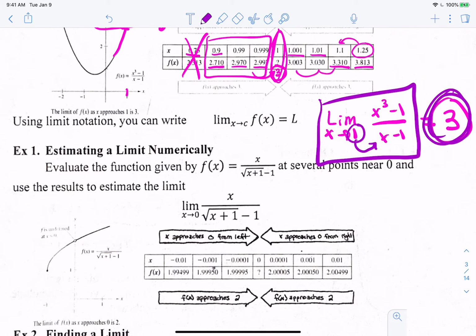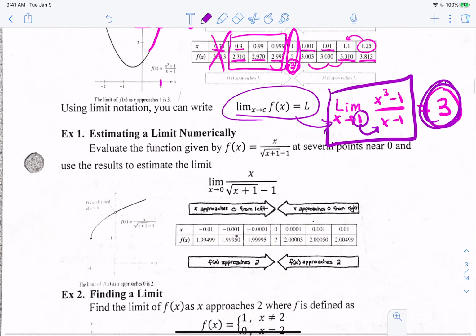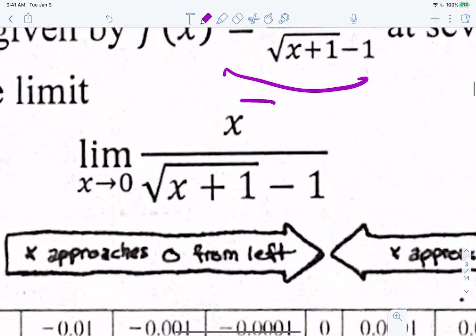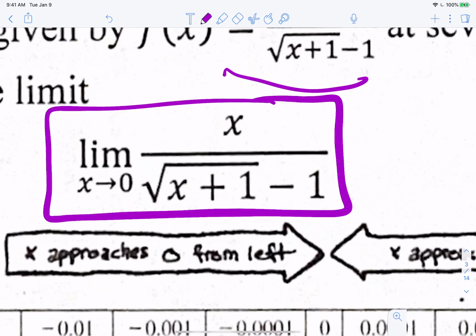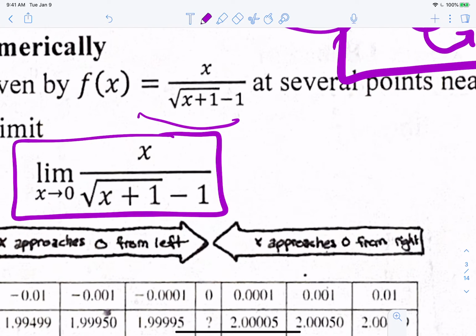I know. So this is the limit notation that they will use, kind of like what I had written over here. Okay? What they will ask you on this one, evaluate the function of this guy at several points near 0. So they are asking you to solve this problem. This is the way that they will give it to you. They will say, find the limit as x goes to 0 of this function. Okay? Now, what's the problem with finding the limit at 0?